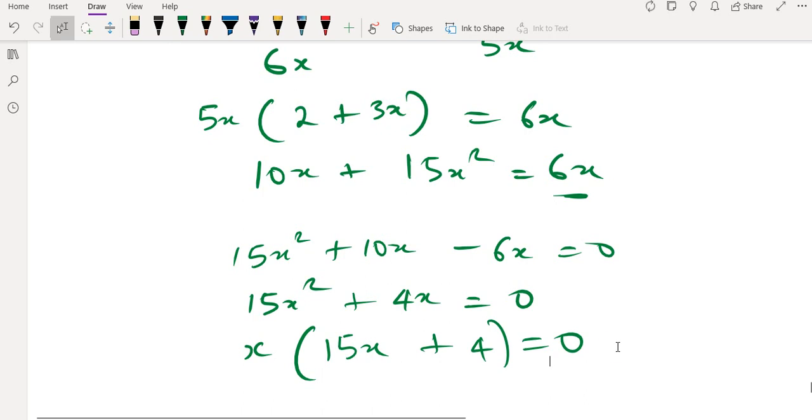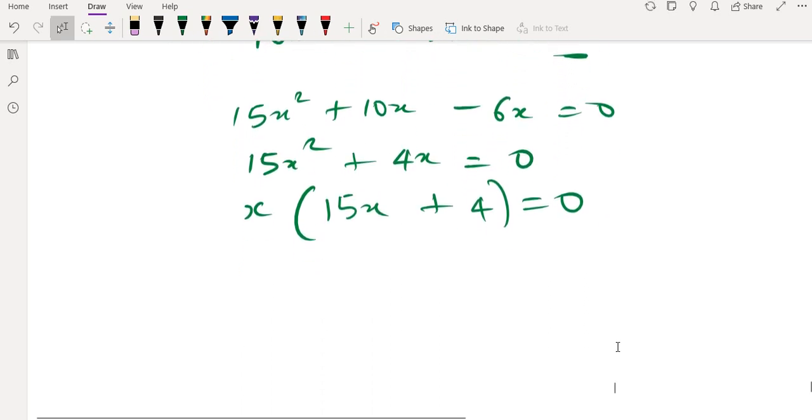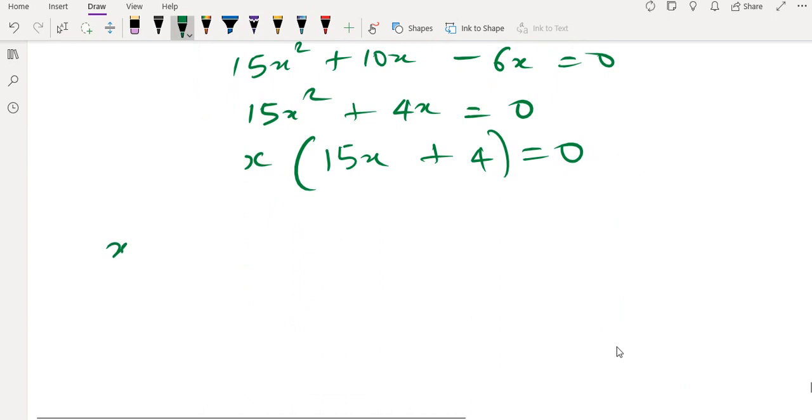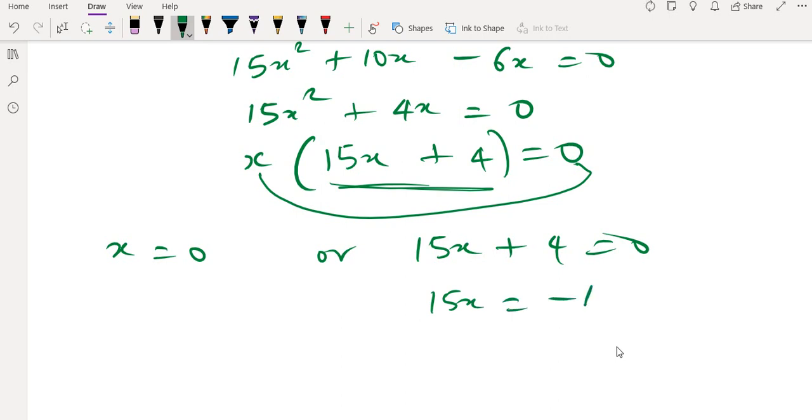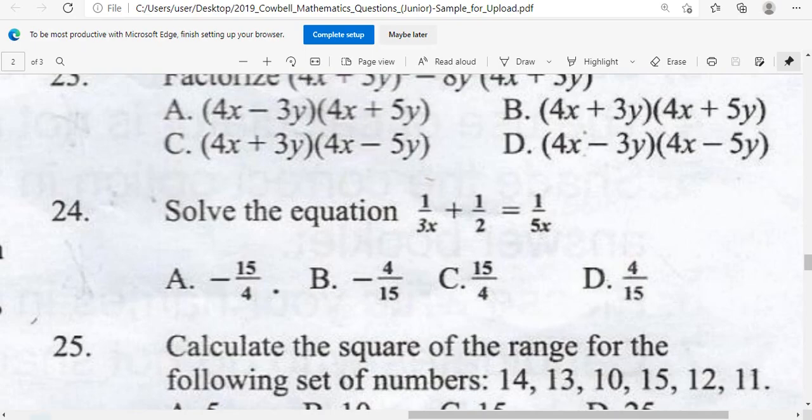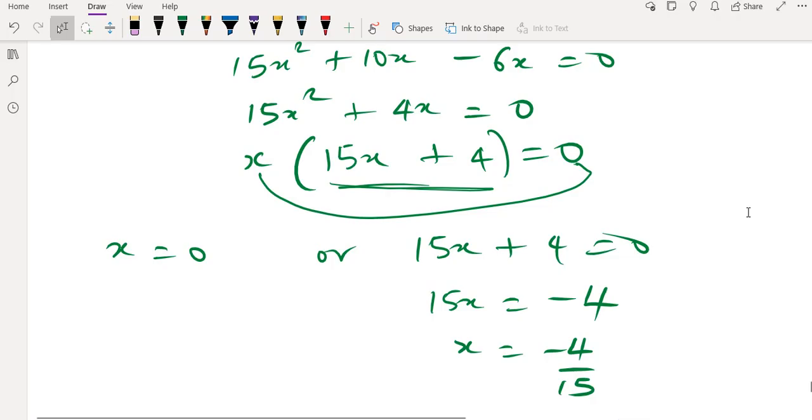I told us that if you multiply two things to get zero, it means the first one is either zero or the second one is zero. So this is zero, or this is zero, or both of them are zero. Right? Yes, sir. Make x the subject of the formula here. 15x is equal to what? So x is 0 or minus 4 over 15. Option what? Okay, they only put minus 4 over 15. Option B. Solve.